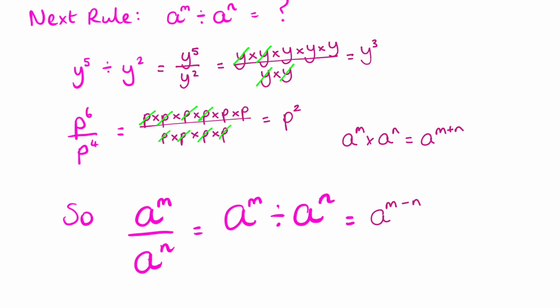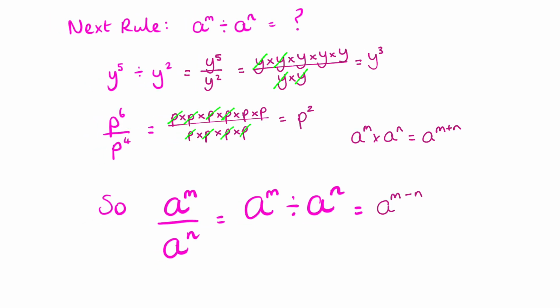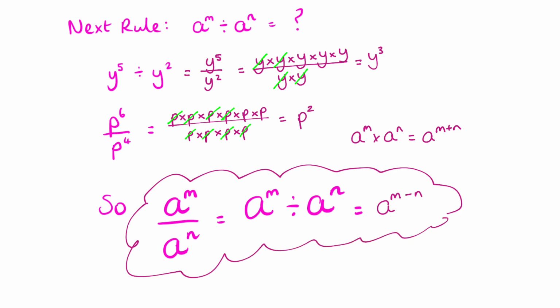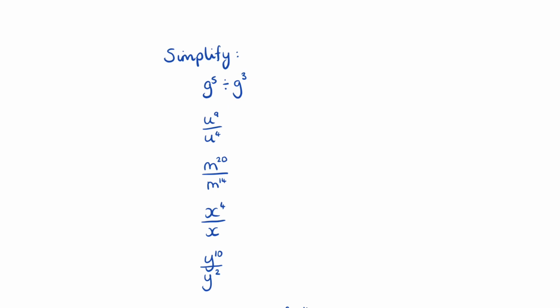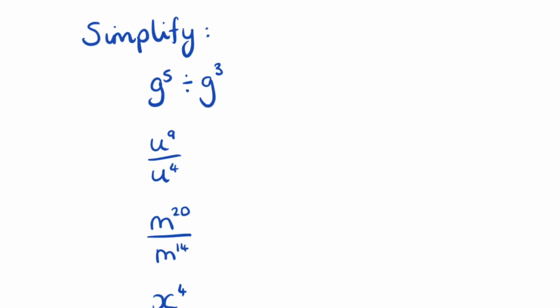Here, 5 take away 2 is 3. 6 take away 4 is 2. So when you're dividing, you subtract the powers. This is our next big rule, and we're going to practice using that just now. So, I'm going to simplify all these things.